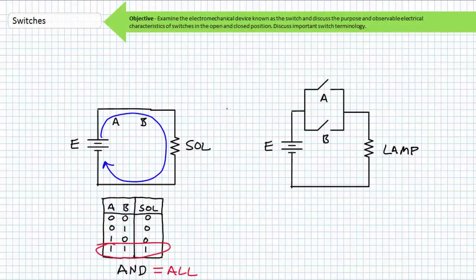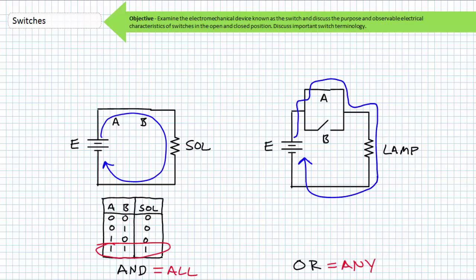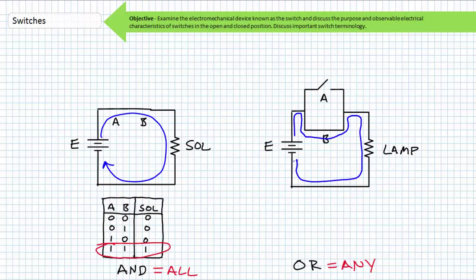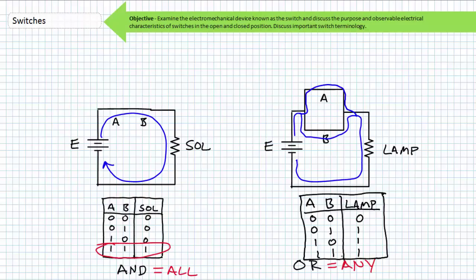The logical OR operator will deliver an active output if any input is satisfied. If both switch A and switch B are left open, the electrical load won't operate. If switch A is closed and switch B remains open, the electrical load will operate. If switch A remains open and switch B is closed, the electrical load will operate. If both switch A and switch B are closed, the electrical load will operate. The closure of any switch in an OR relationship will deliver an active output.